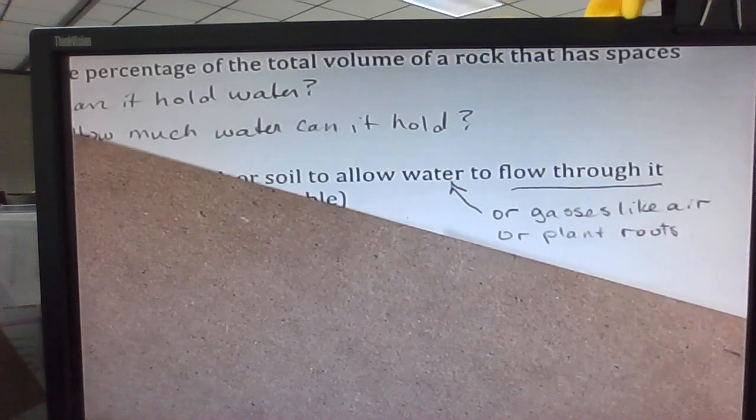We need the soil and or rock sample to be permeable to plant roots. If the plant roots can't grow down into the soil, through the soil, then that's a problem. We need the soil to be permeable to gases like oxygen and carbon dioxide because the critters that live in the soil need the oxygen to survive. So permeability is important for water, but it's also important for the gases like oxygen and plant roots. The plant roots need to be able to get through the soil sample or rock sample.